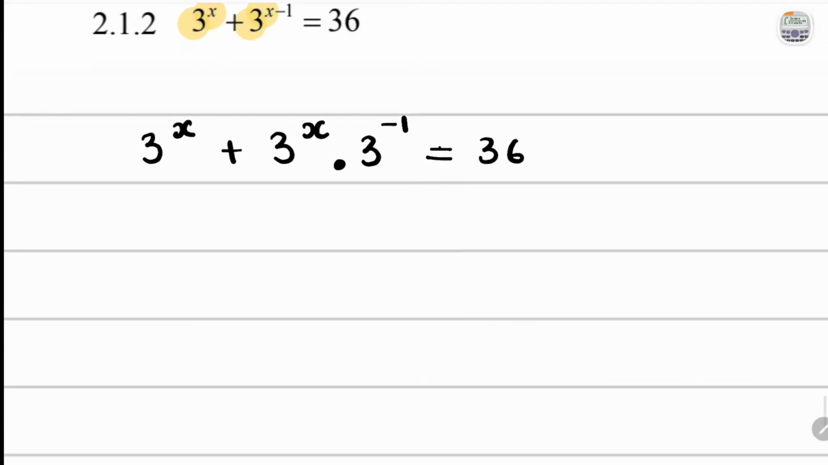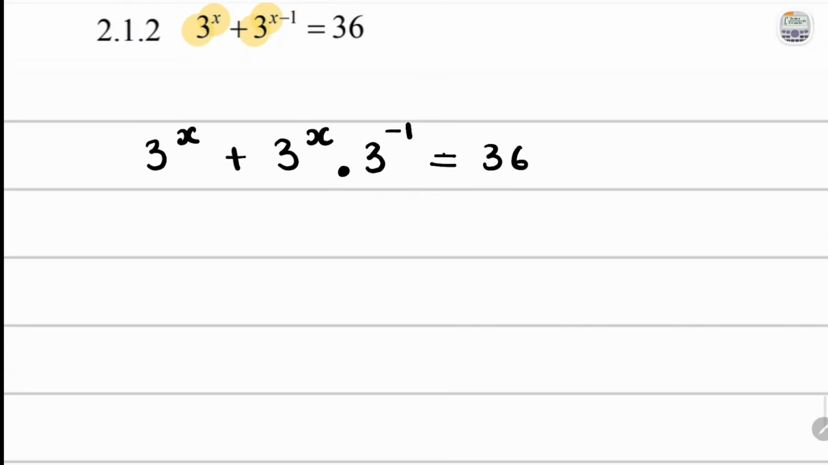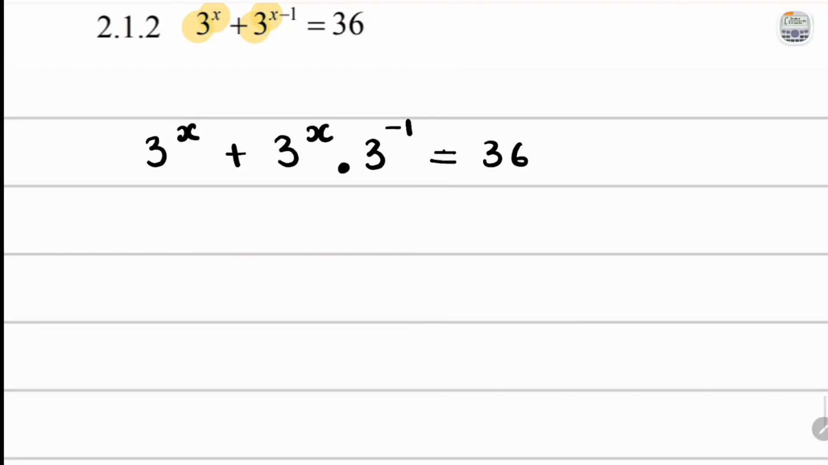Okay, and now that we have done that, because we have something in common, you're going to take out a common factor. So 3 to the power of x is common in both terms. We take 3 to the power of x out. And in the first term, what are you left with when you take 3 to the power of x out? You're just left with 3 to the power of x. So what do you multiply here to get back to 3 to the power of x?